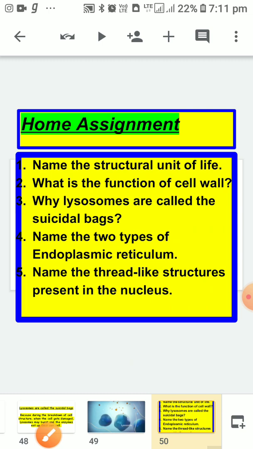Now I am giving you home assignment. Question number 1, in the structural unit of life. Question number 2, what is the function of cell? You can find out all these answers from the video. Third question is, why lysosomes are called the suicidal bags? Number 4, name the two types of endoplasmic reticulum. Number 5 is, name the thread-like structures present in nucleus. So children, when you are writing the notes of this chapter, you have to draw the diagram also, the related diagram also. So do your work neatly with diagrams.